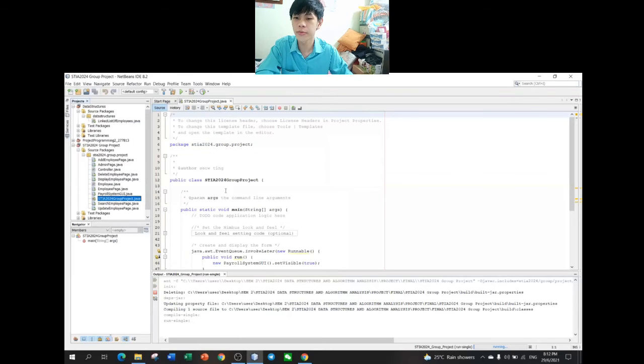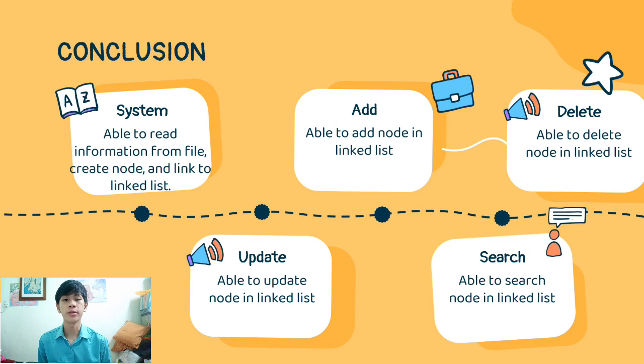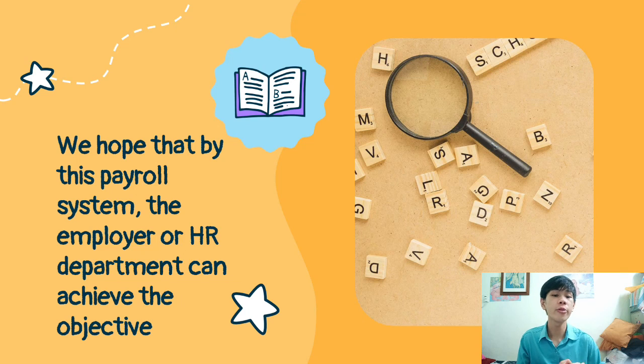Okay, thank you. So as the conclusion, in our payroll system, we apply the technique that we took in chapter 4, which is linked list, which covers the concepts of find, add, delete, search, update, and display. Hence, our system is able to read information from file, create nodes, and link them to the linked list. And our system is able to add node, delete node, update node, and search node in the linked list. Lastly, we hope that with this payroll system, the employer and HR department can achieve the objective that was declared earlier, the objective of the payroll system.